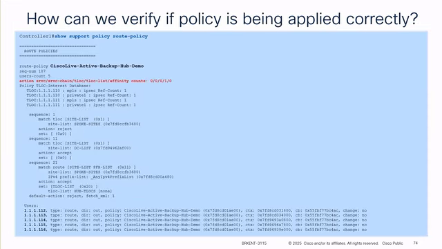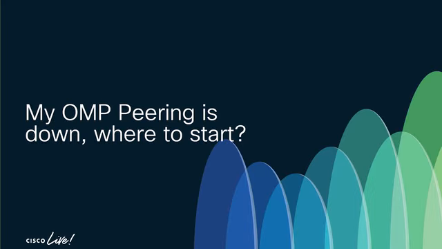So to see if the policy is being applied correctly, you can run that command and see on which peers you applied that policy, and in which direction you applied it. Right now we have seen that the OMP peering is up. What if our OMP peering is not coming up? Do we have to worry? What are the troubleshooting methods we can adopt in order to troubleshoot that issue?